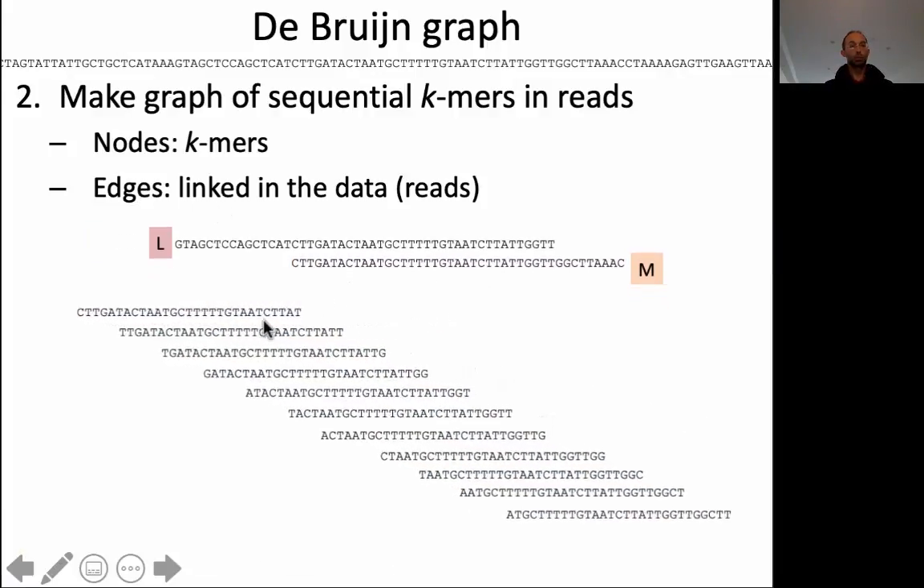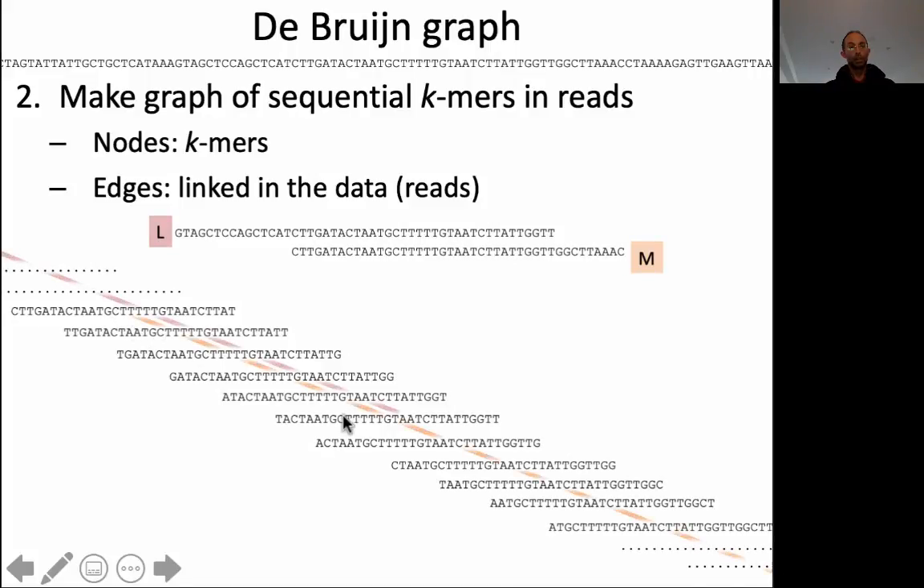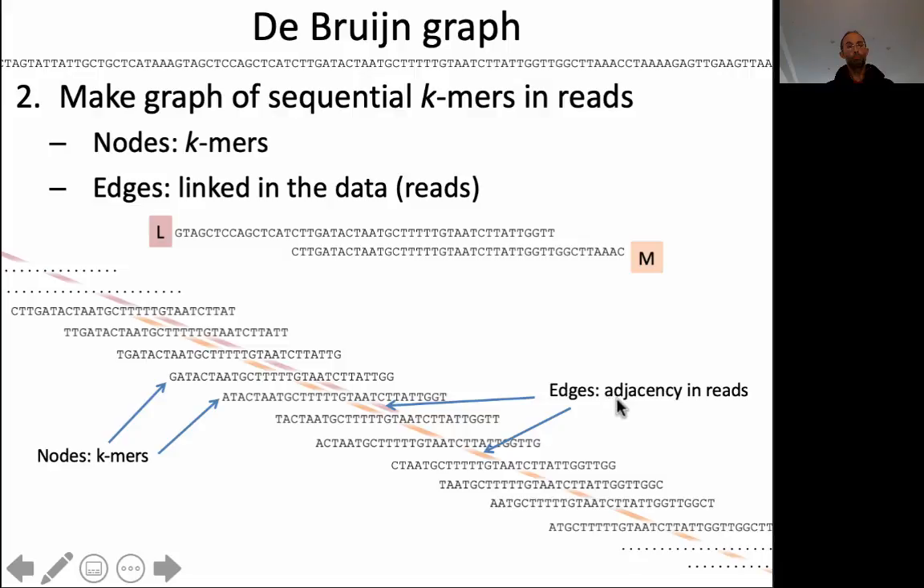So if you look at the graph like this, these are all of the nodes, and then the edges in between are actually the information in the read. So if two k-mers are adjacent to each other in the data, so in the actual read data, then these k-mers are linked by an edge. And so the edges can be weighted by the number of reads where these k-mers are found to be adjacent.